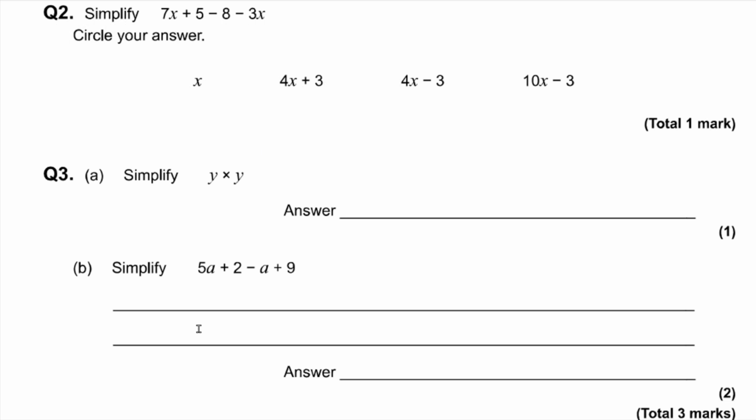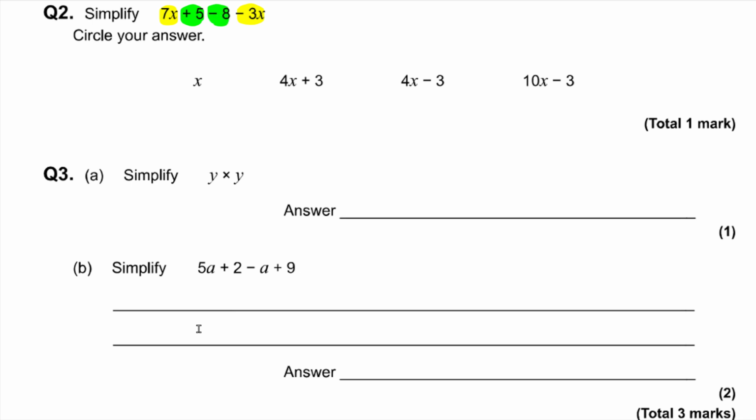Question 2, simplify 7x plus 5 minus 8 minus 3x. Okay? So here we're going to have to collect like terms together. I've got a term in x here, 7x, and I've got another term in x here, minus 3x. Now notice I'm including the sign in front of the term when I colour it.